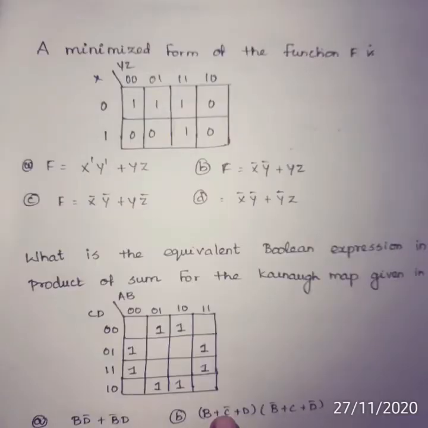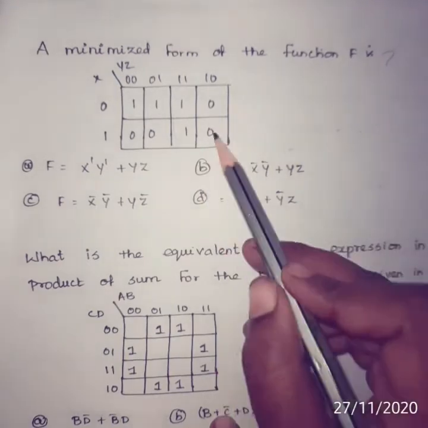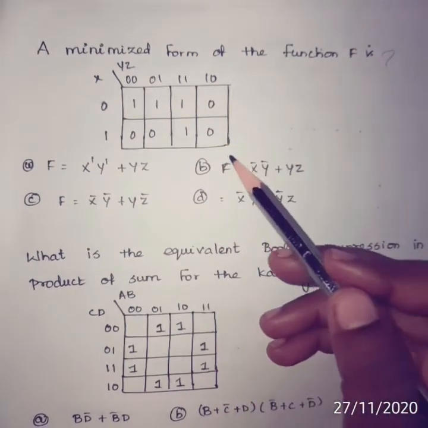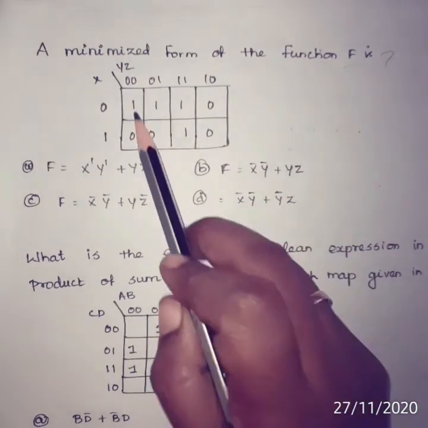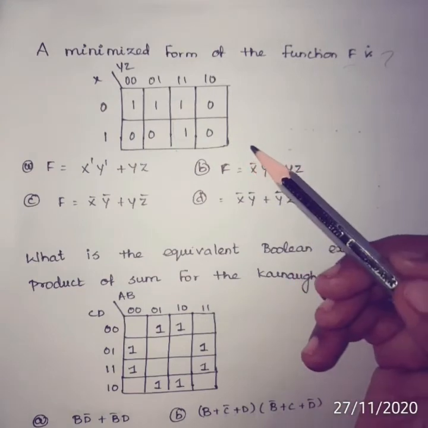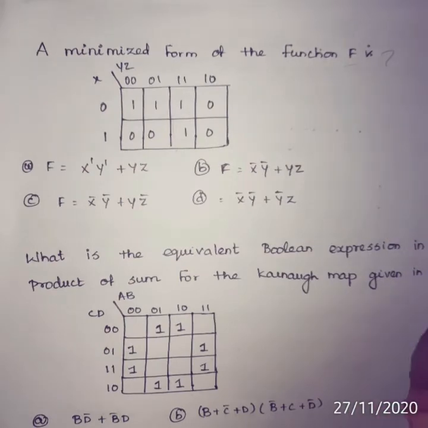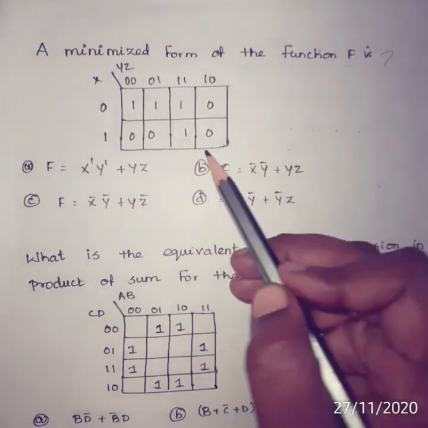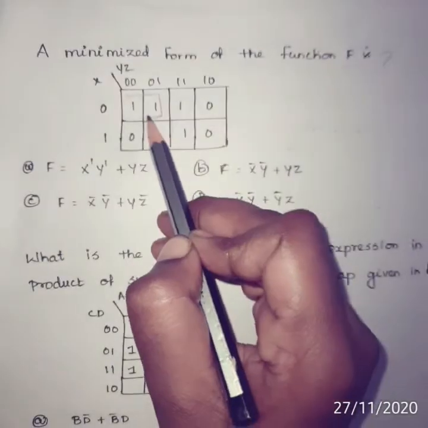Question: a minimized form of the function F is what? The function is mapped in the K-map and we have to find the minimized expression for this F. There are 4 ones. We can get a minimized expression by combining these ones. First look for a larger group. Here it is not possible to make a quad or octet, so we go for pairs, and these 2 ones are adjacent, so definitely we can combine them.